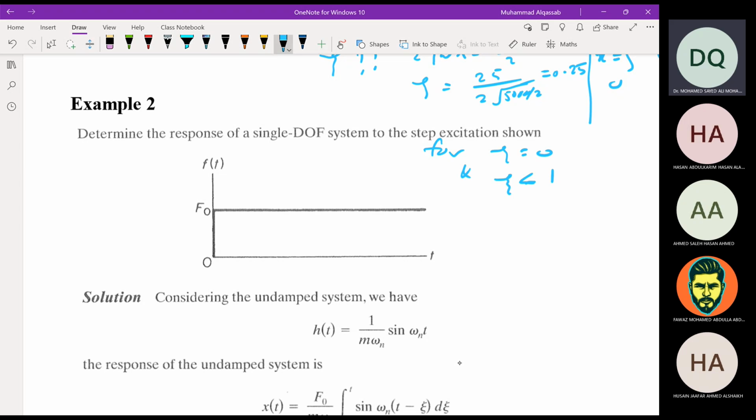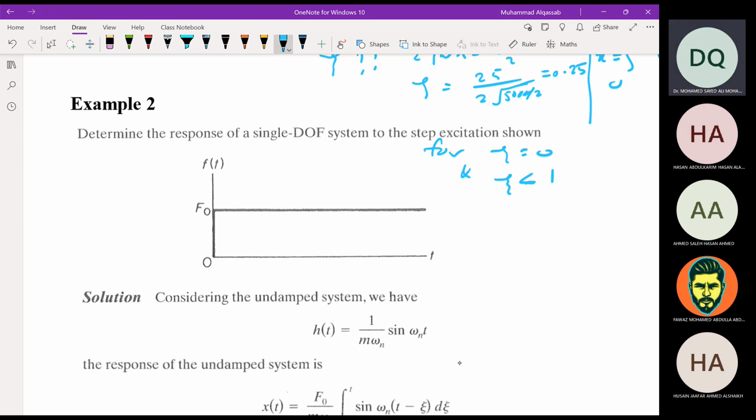This is for zeta equal to 0. And the effect of zeta, I will remove this, but I just give you an idea what will happen if you have zeta equal to 0. So if zeta is not 0, you can see that the maximum for the peak amplitude is less than twice f naught over k.